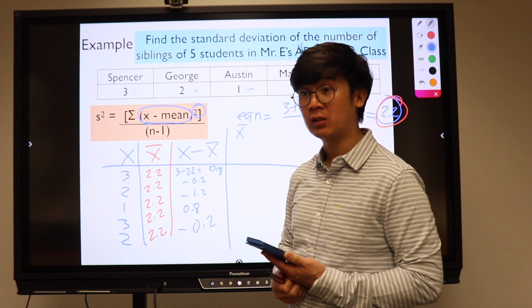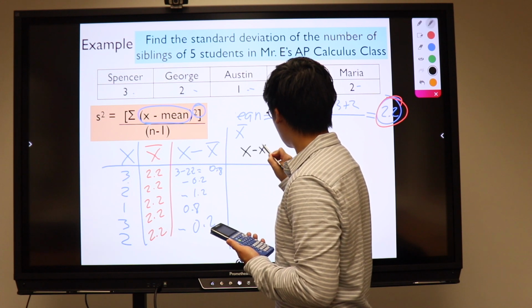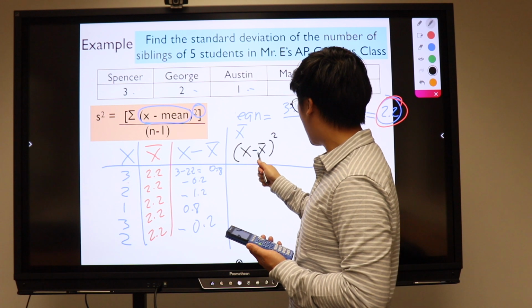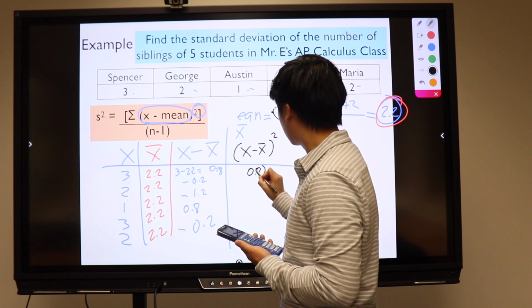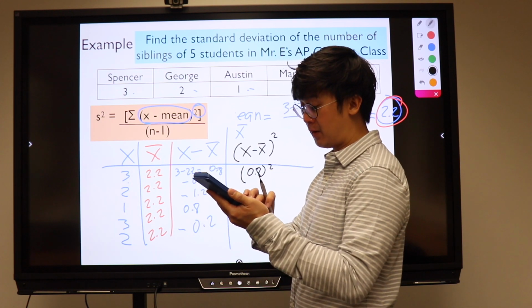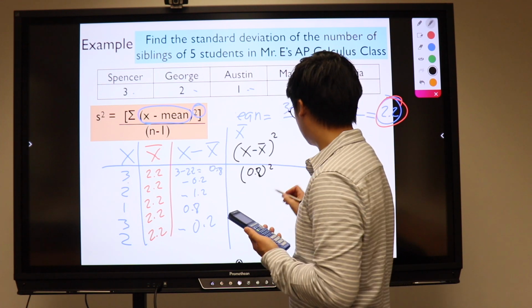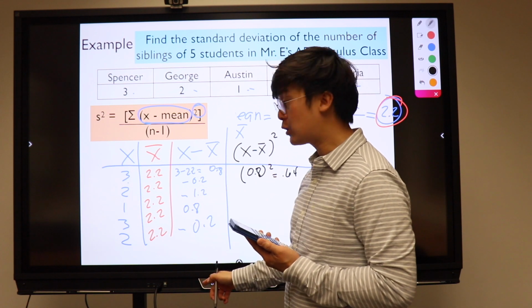answer in the third column. So we'll be able to produce x minus x bar quantity square. And what is x minus mean quantity square? It is 0.8 square. And what is 0.8 square? 0.8 square is 0.64. And all you have to do is to square each one of them.